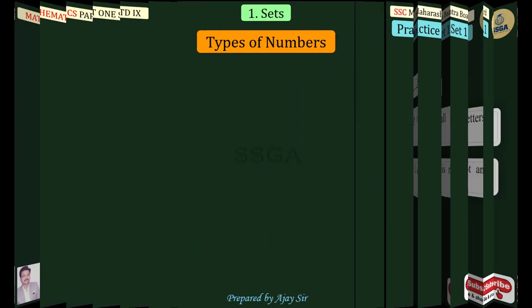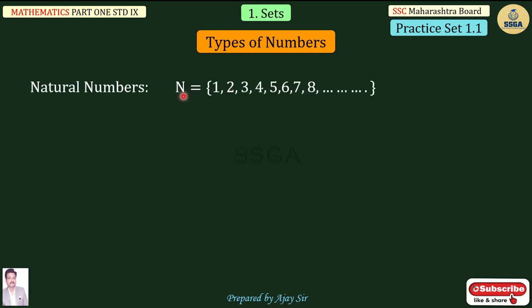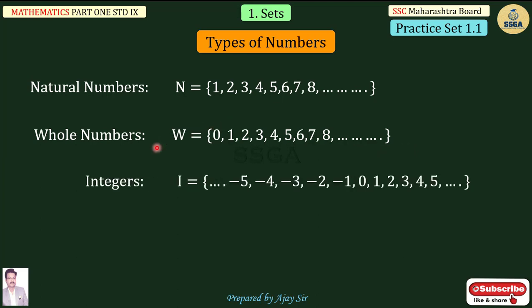Next point, types of numbers. Natural numbers are indicated by capital N. So it is the set of 1, 2, 3, 4, 5, 6, 7, 8 and so on, the infinite numbers. That set is called natural numbers. Whole numbers are indicated by W. It is a set starting from 0, 1, 2, 3, 4, 5, 6, 7, 8 and so on, the infinite numbers. Similarly, the set of integers is indicated by I. So this again starts from negative numbers: minus 5, minus 4, 0, 1, 2, 3, 4, 5, continuing.